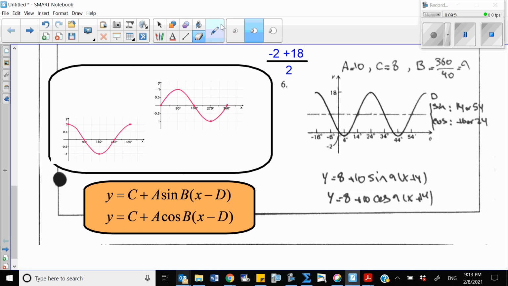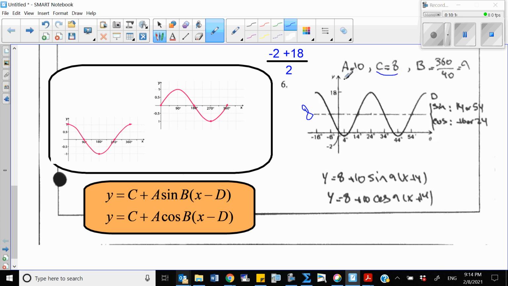That's how I do. So negative 2 plus 18, which is 16, divided by 2 is 8. So in this case, I found the midline or sinusoidal axis. It's at 8. So take the highest and lowest point, add them together and divide by 2, you will get the midline. So in this case, I figured out that C was 8.